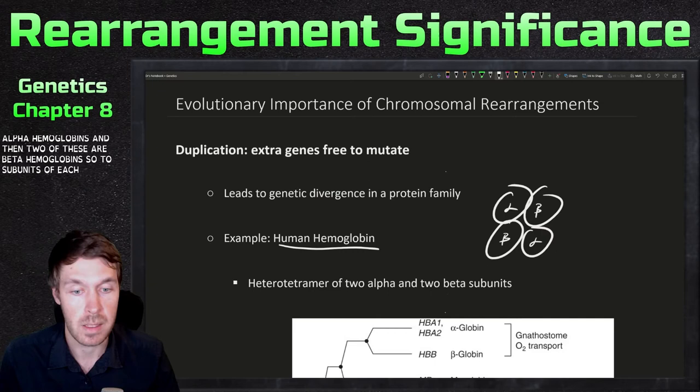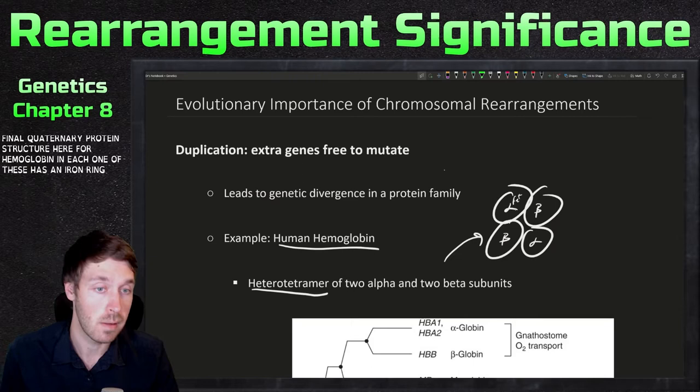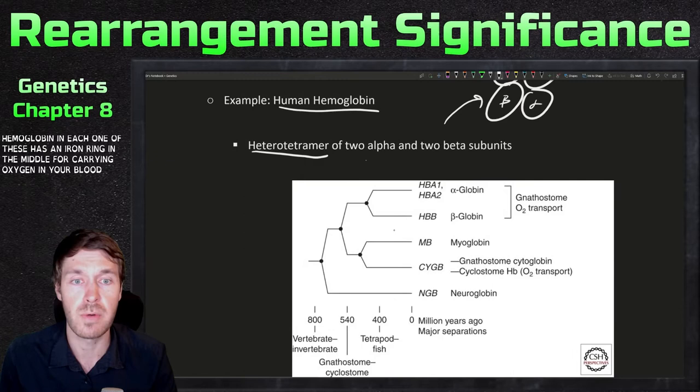So we're going to talk about those. This is called a heterotetramer. That's the final quaternary protein structure for hemoglobin. And each one of these has an iron ring in the middle for carrying oxygen in your blood. So it has two alpha and two beta subunits.